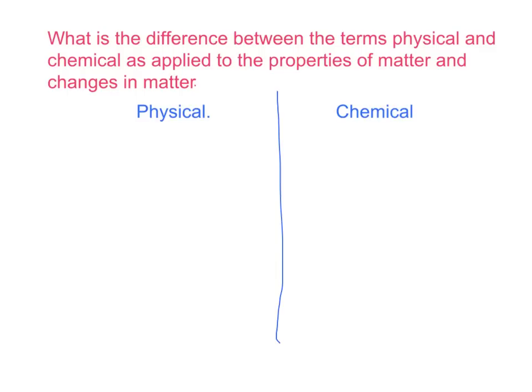Okay, so what is the difference between the terms physical and chemical as applied to properties of matter and changes in matter? So you've got properties and changes that you need to worry about. Properties are things for physical that cannot be changed. Chemical are properties that can be changed, like how it reacts with something or what happens as something happens to something else. Changes are the actual changes, the physical changes that take place.